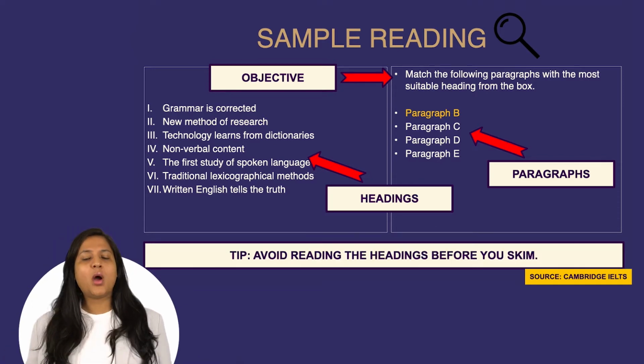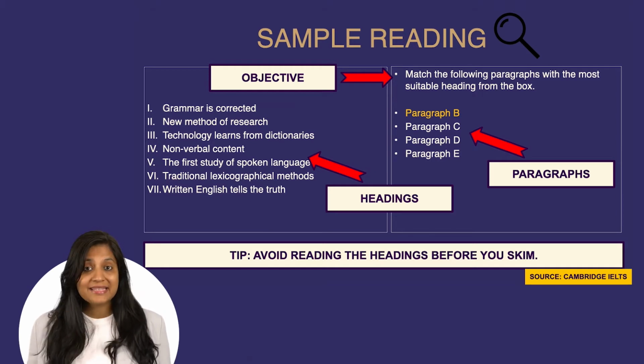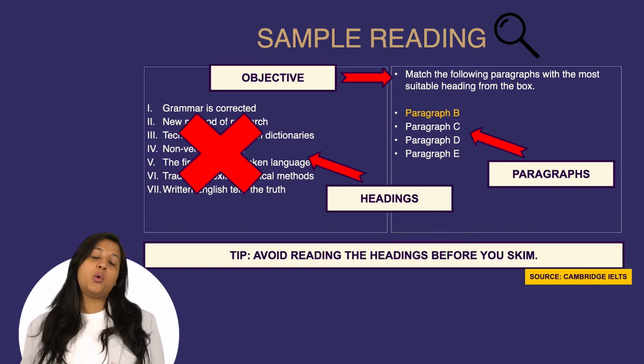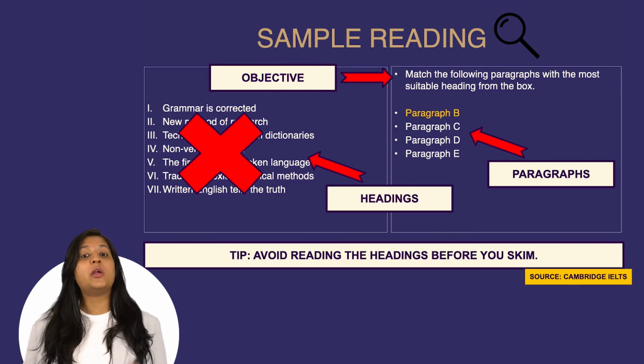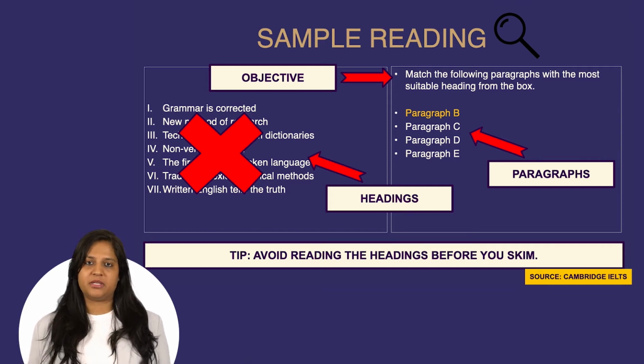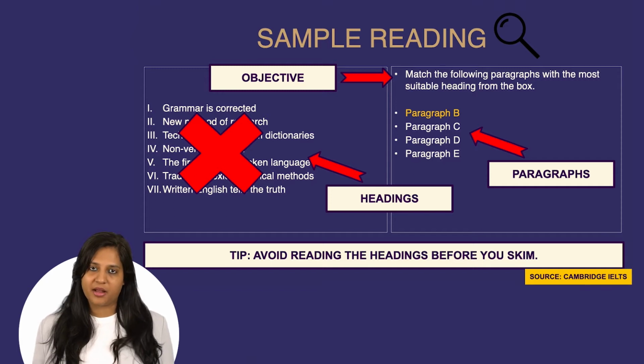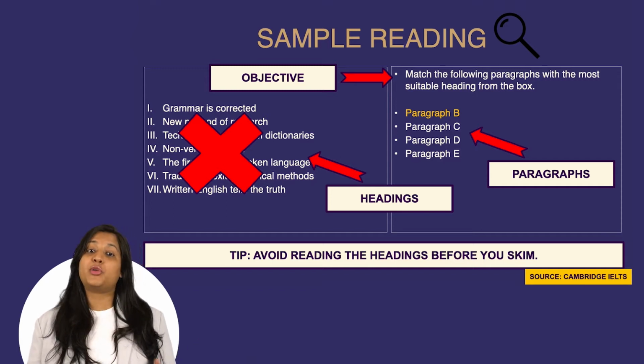Now, here's a tip. Avoid reading the headings first. But why exactly? Shouldn't we be familiar with the headings before we go ahead? I mean, how would we know what heading matches with what paragraph? This is the most common mistake which test takers make. They try reading and absorbing all the information which is mentioned in the headings, which is practically not feasible. You can't possibly retain so much data in just one go. And to make matters worse, reading headings first could actually confuse you as you skim the paragraph. So better stay away from the headings before you skim any paragraph.